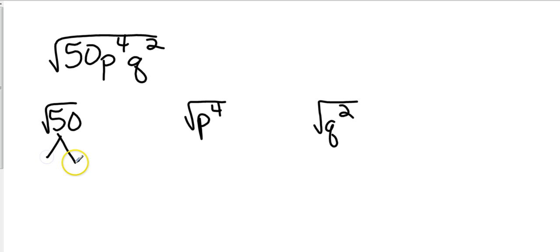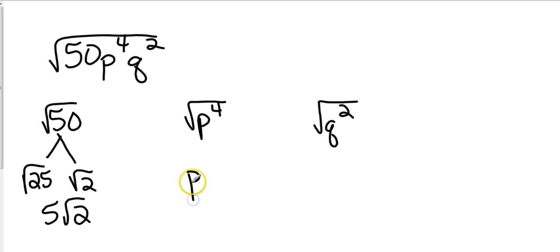Okay. So square root of 25, square root of 2. Jacob, what does that come out to be? Okay, so 5 square roots of 2. Perfect. Now, how do we take the square root of p to the fourth power? Max. Or what is the square root of p to the fourth power? P squared. Okay. Does it have a square root bracket on it, or is it gone? It's gone. Okay.